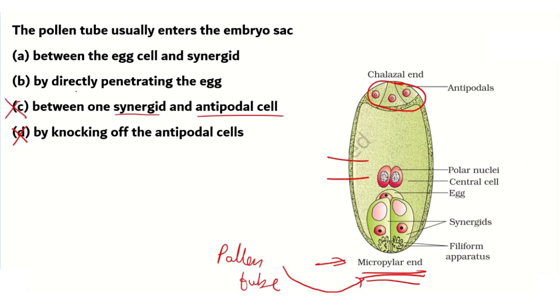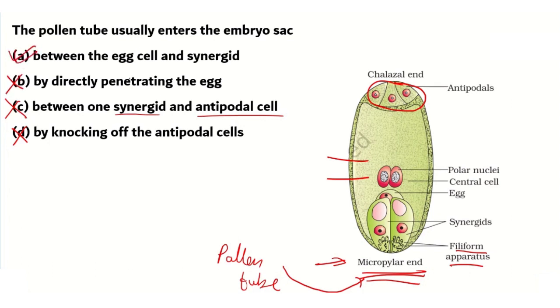What about option B, by directly penetrating the egg? Now, the egg sits near the synergids in the micropylar end. So, therefore, this option, directly penetrating the egg, is also incorrect. The first thing that the pollen tube comes into contact with when it tries to break into the embryo sac is the filiform apparatus. The filiform apparatus is the apparatus that guides the pollen tube into the egg cell. So therefore, by directly penetrating the egg is incorrect. So option B is also incorrect.